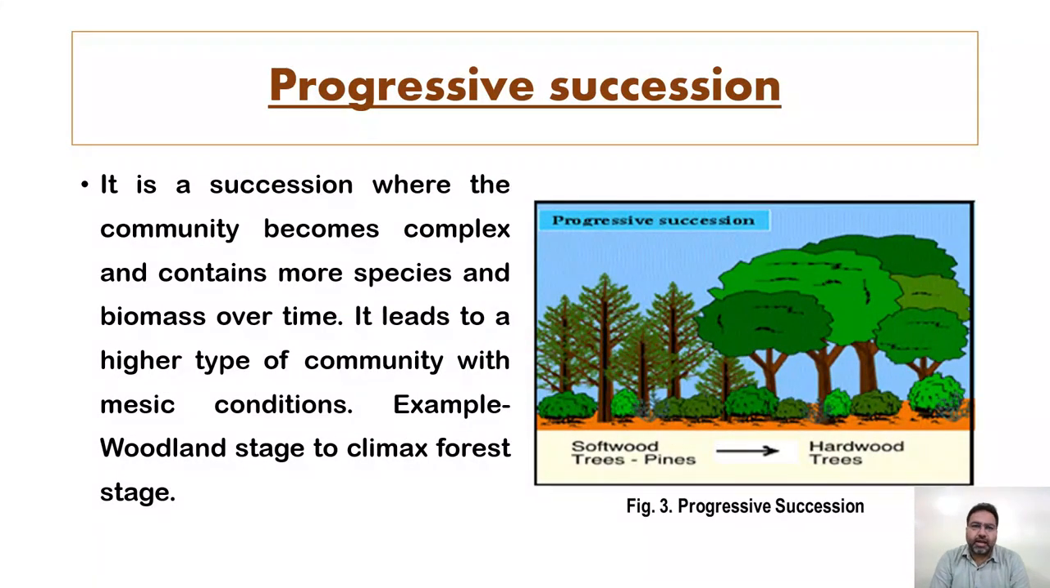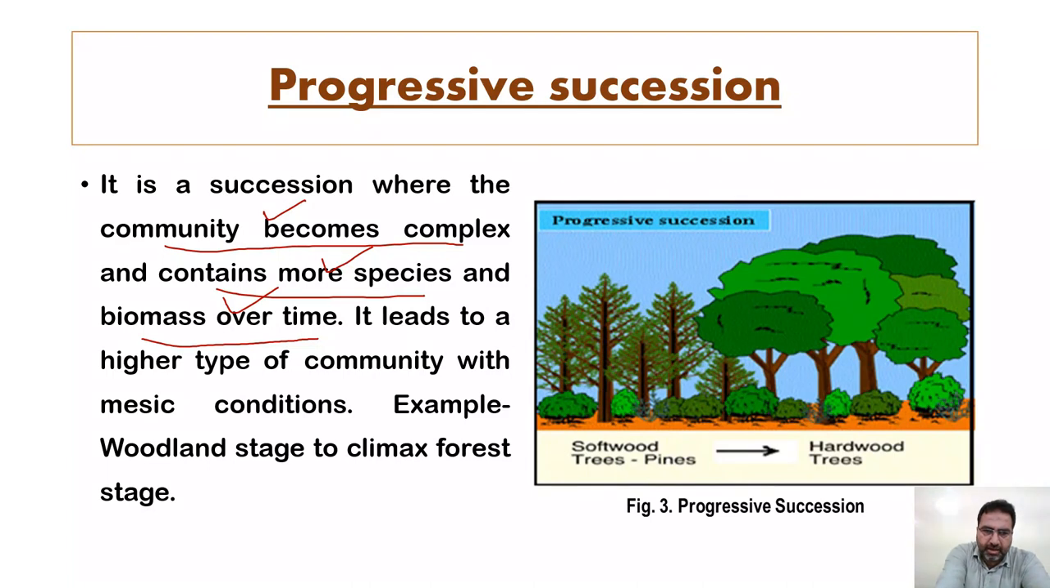Then another kind of succession we call the progressive succession. So what is this progressive succession? It is a succession where the community becomes complex and contains more species and biomass over time. There are three important things: the community becomes complex, the species become more, and biomass increases. That kind of succession is called the progressive succession.